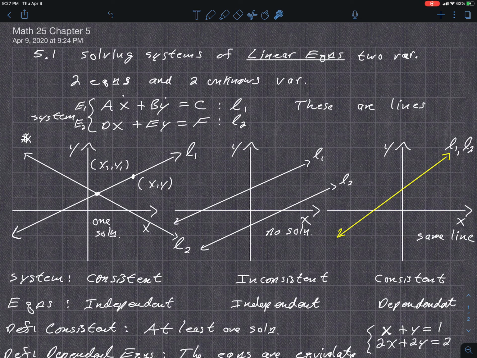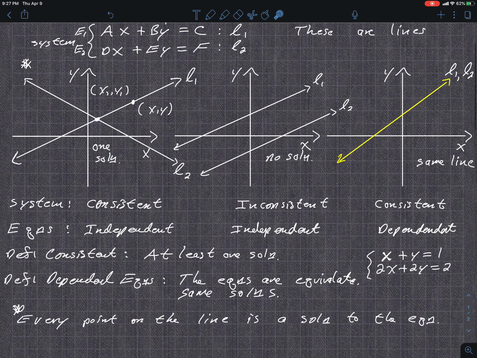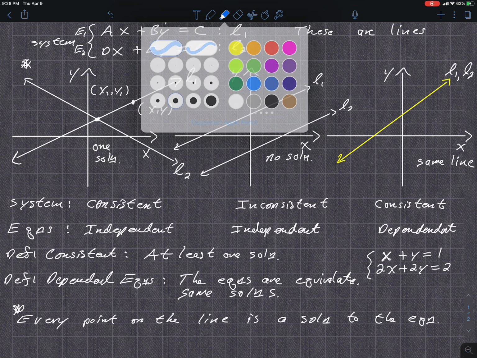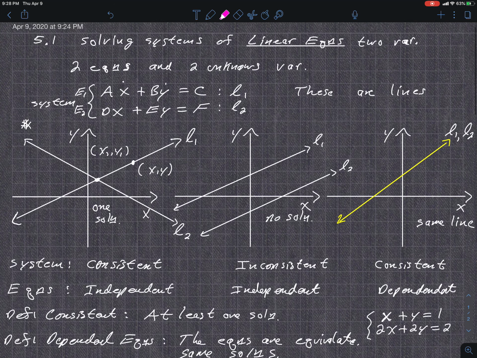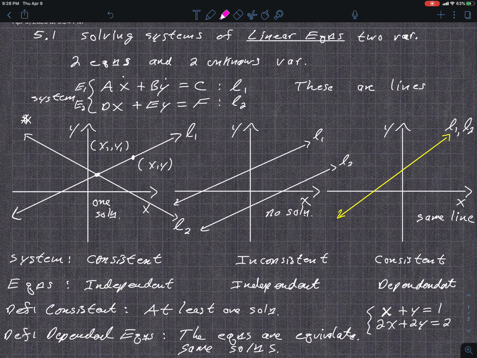So first, we want to look at two equations and two unknown variables. The key in 5.1 is solving systems of linear equations. Now linear, the root word there is line. So it's linear equations in two variables, so you get these lines. If you have a line, just keep in mind, every point on the line is a solution to the equation. That's what the line means. A line represents all the solutions to the equation. So that's when you do a T-chart or something, that's what you get.